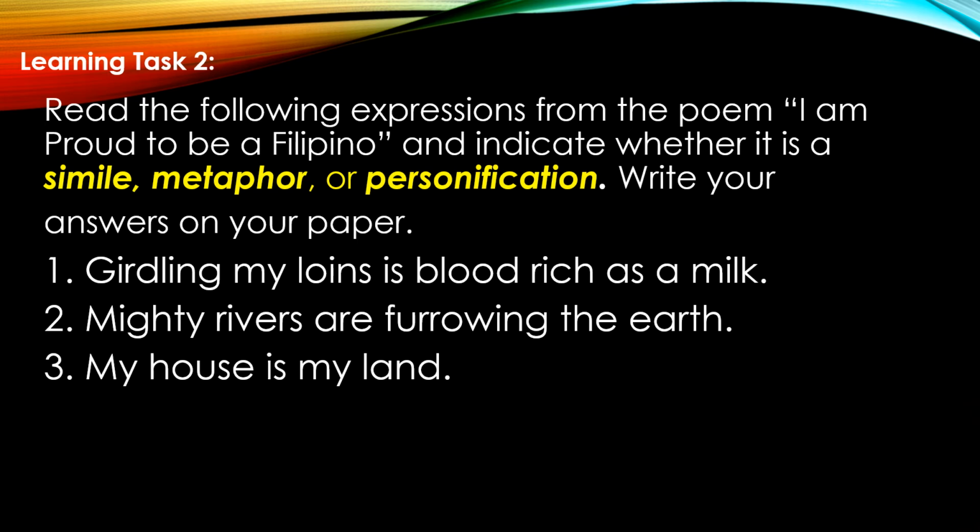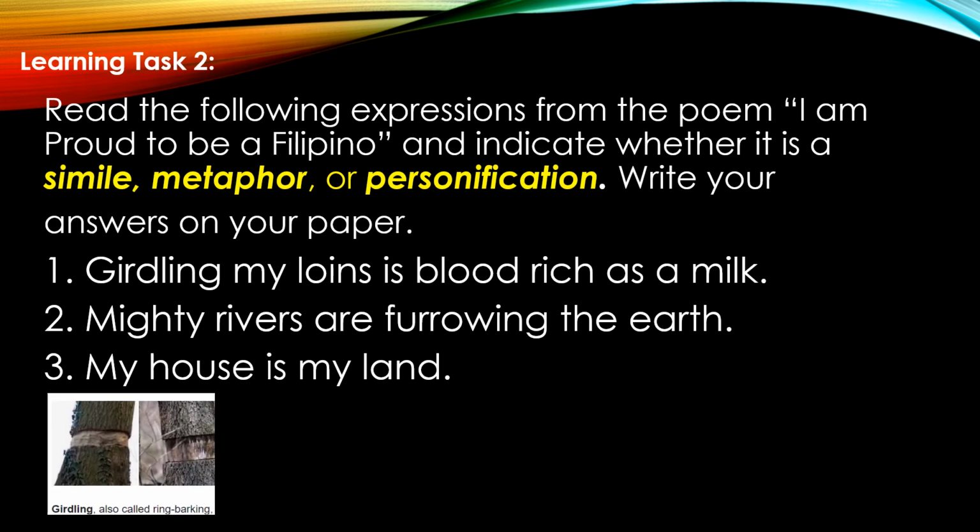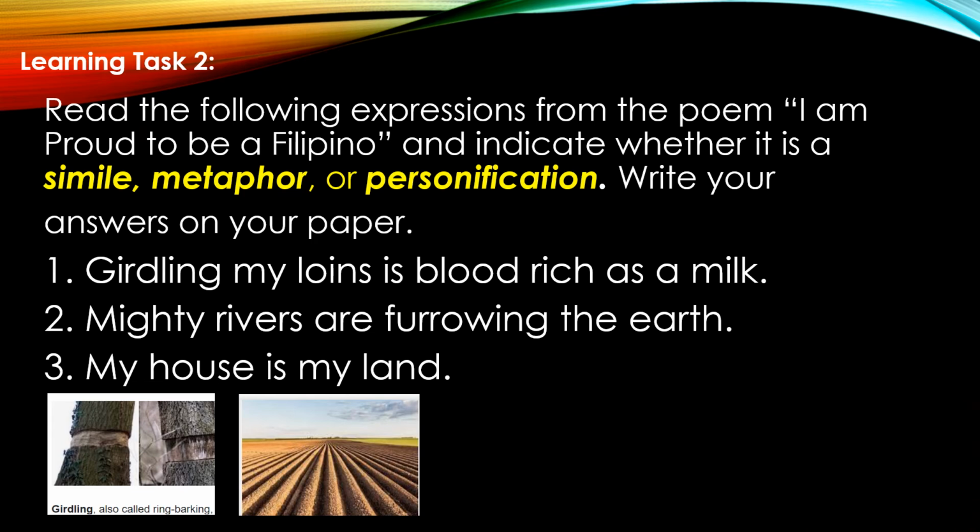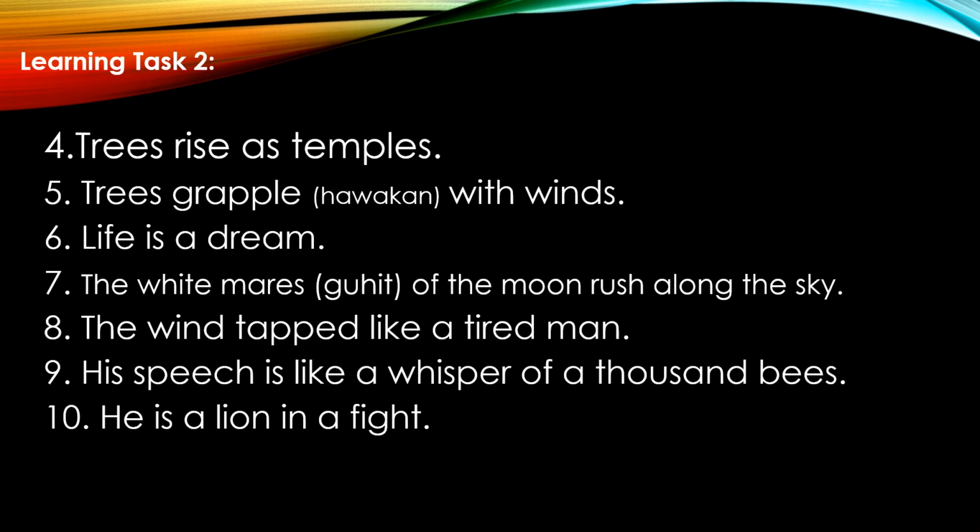So, alam ko hindi nyo masyadong nagets itong number 1. So, itong ibig sabihin ng number 1. Kita niyo yan. Girdling, also called as ring barking. So, pag inuukit mo daw ang puno, ang tawag doon ay girdling. So, sabi dito, parang ibig sabihin, yung pag-ukit, parang dugo na. Nakahawig daw ng isang gatas. Ano naman kaya ibig sabihin ng furrowing the earth? Ayan. Ang ibig sabihin ng furrowing the earth, parang nilalagyan natin siya ng linya. Or, nakalimutan ko kung anong tawag dyan sa pagsasaka.